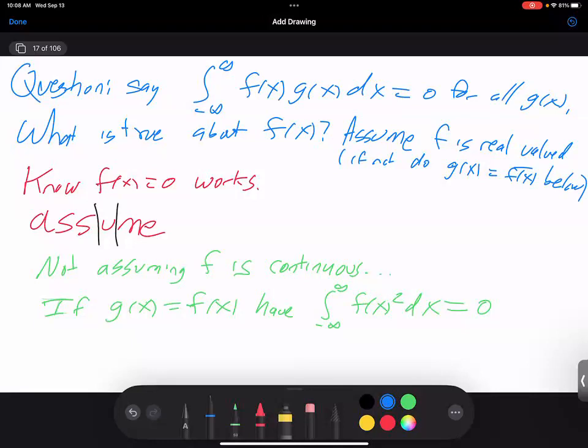We're not assuming f is continuous, right? I'm just giving you some function, the integral of its square is 0. Can you give me a function whose integral of its square is 0, but the function is not identically 0?